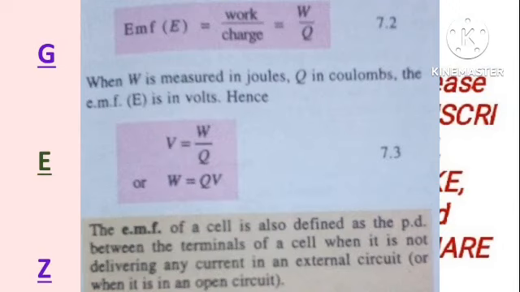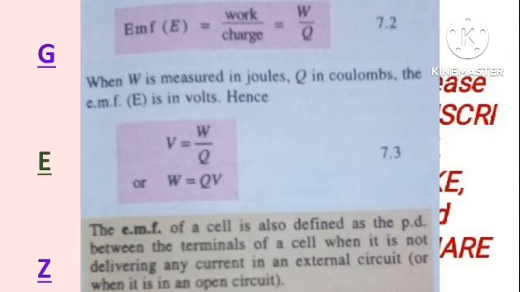So now let's talk about the EMF, which is also related to the potential difference. In this case, the EMF is defined in terms of the potential difference. EMF stands for electromotive force, and it is defined as the potential difference between the terminals of a cell when it is not delivering any current in an external circuit, or when it is in an open circuit.